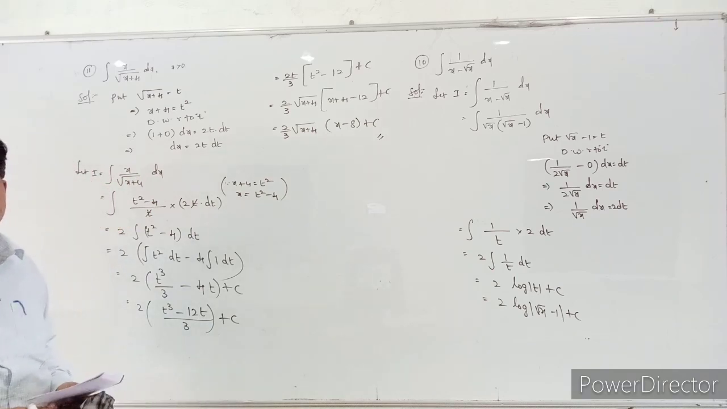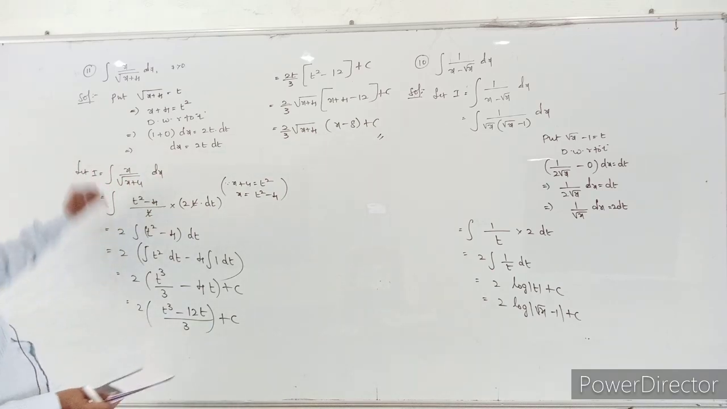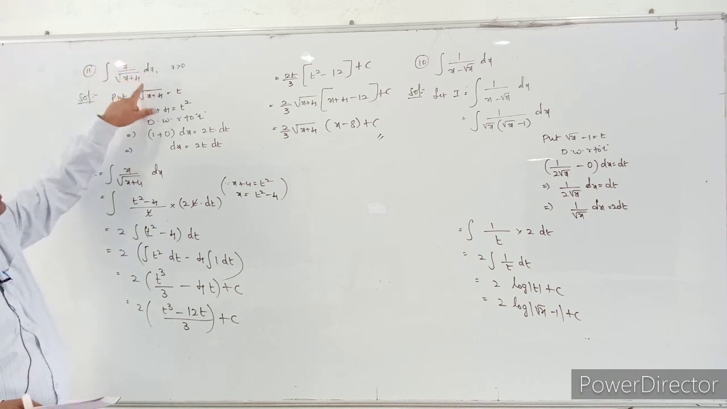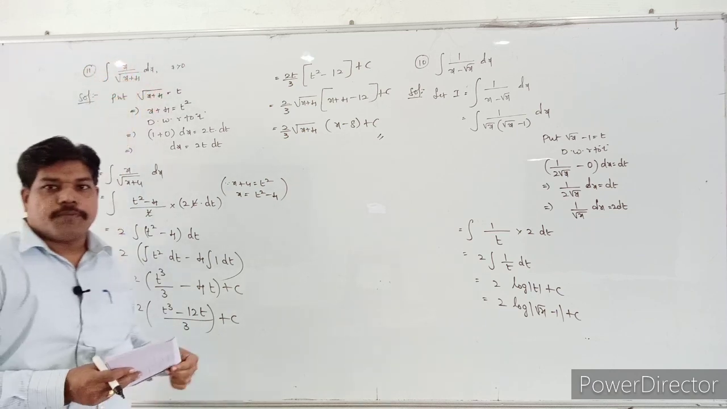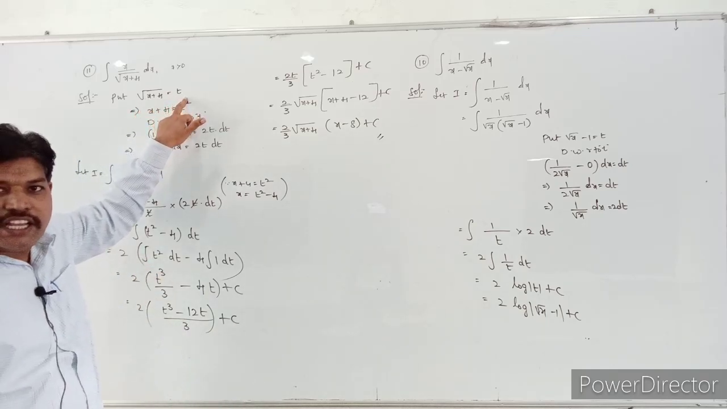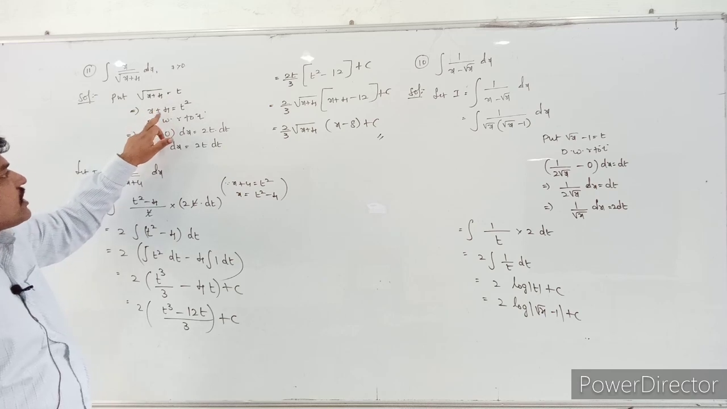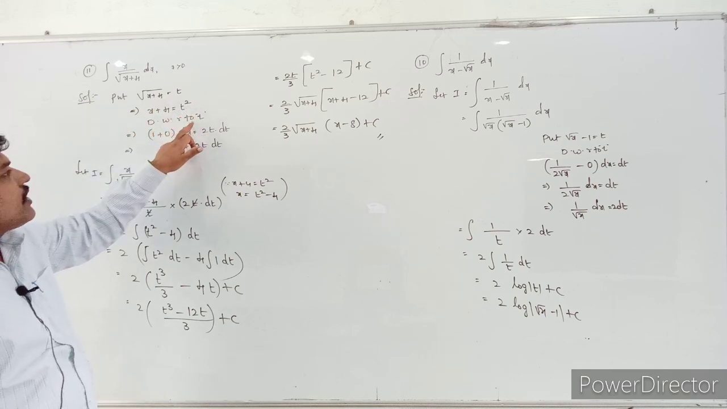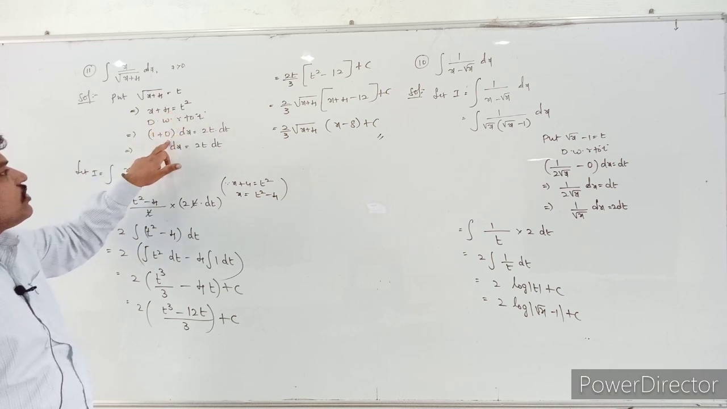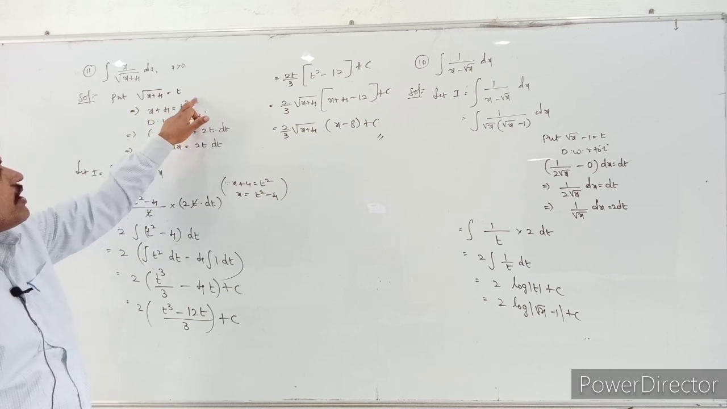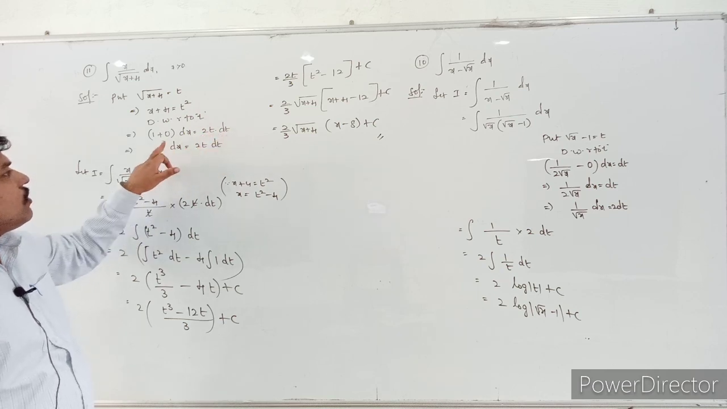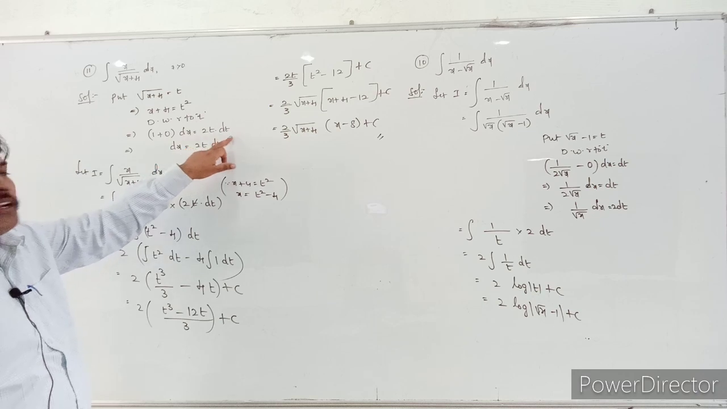So see that question once again, students. Integral of x by root of x plus 4 into dx. How to solve this question: first I take root of x plus 4 is equal to t. So squaring on both sides, x plus 4 is equal to t square. Differentiate with respect to t. So 1 plus 4 derivative is 0 into dx is equal to t square derivative is 2t into dt. So dx is equal to 2t into dt.